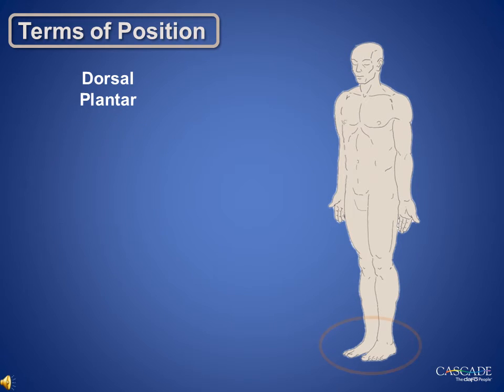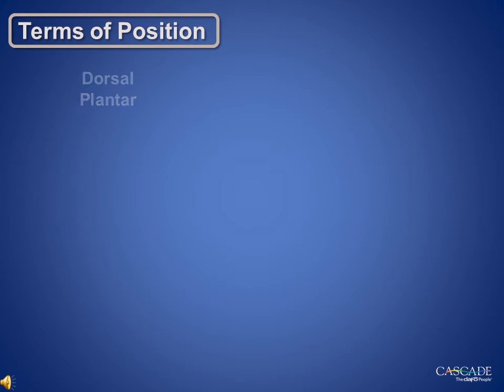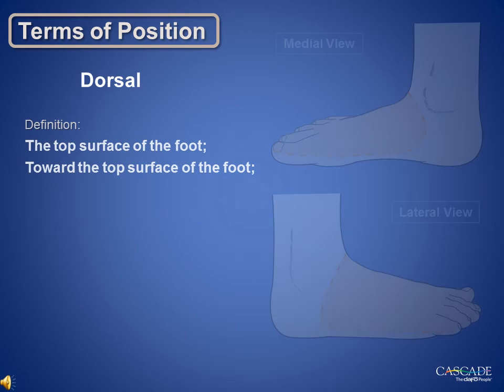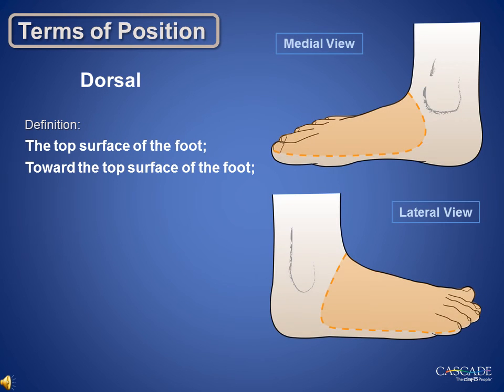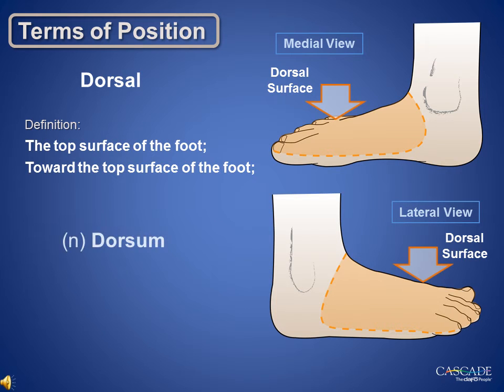The terms dorsal and plantar relate to the feet. Let's have a closer look. Dorsal refers to the top surface of the foot or toward the top surface of the foot. Dorsal is an adjective, so it's used to describe something such as the dorsal surface or the dorsal area of the brace. The actual name of the dorsal area is the dorsum.